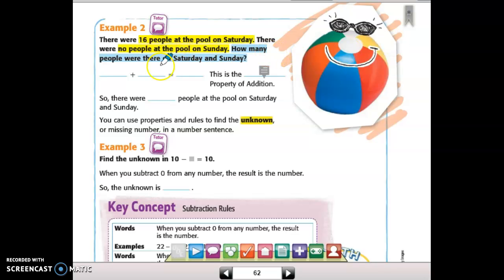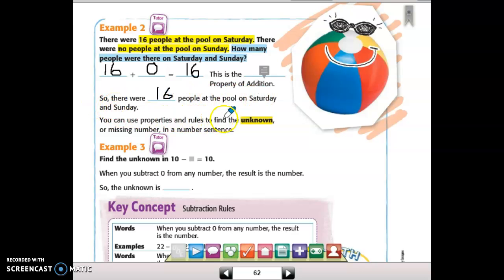Now, to pull out the information, we have Saturday, and we know there were 16 people, so that's the first part of our equation. And no people is the same as having 0 people. Remember the property that uses the 0? 16 plus 0 is the identity property. It matches the first number. 16 plus 0 equals 16. This is the identity property of addition. So there were 16 people at the pool on Saturday and Sunday.